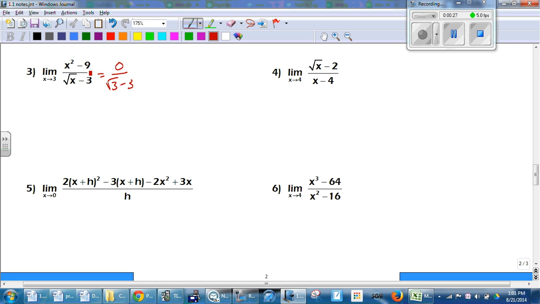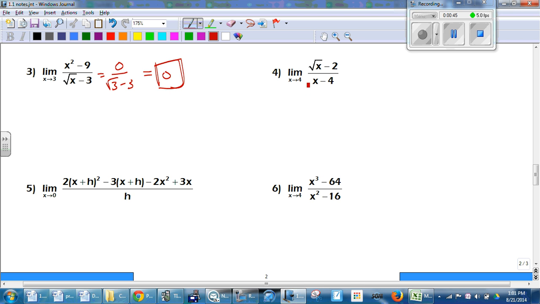You may not think it at first, but we end up just getting 0. It's okay to have 0 on top as long as we don't have it on bottom. So if we have 0 divided by a number, doesn't matter what this comes out to, we're going to get 0. So the limit here is 0. So always look at direct substitution first.